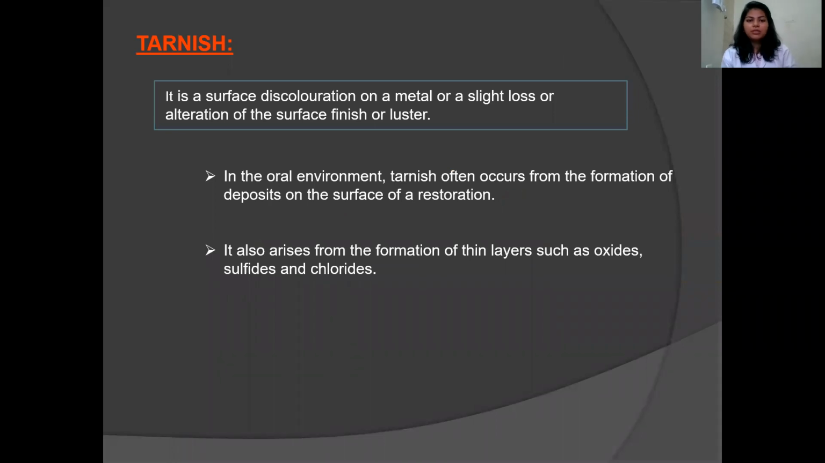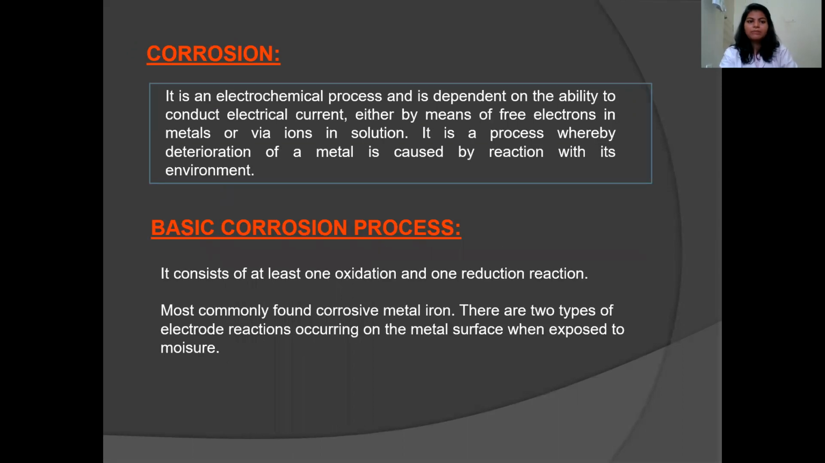Tarnish is a surface discoloration on a metal, or a slight loss or alteration of the surface finish or luster. In the oral environment, tarnish often occurs from the formation of deposits on the surface of a restoration. It also arises from the formation of thin layers such as oxides, sulfides, and chlorides.